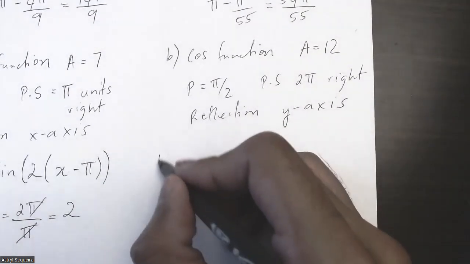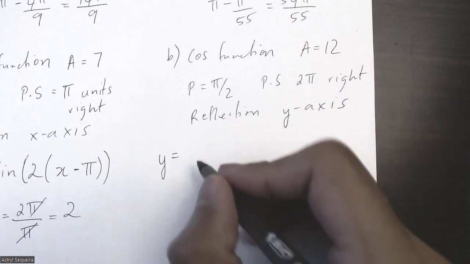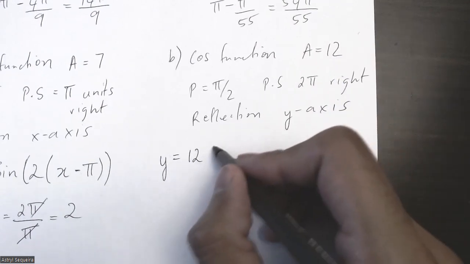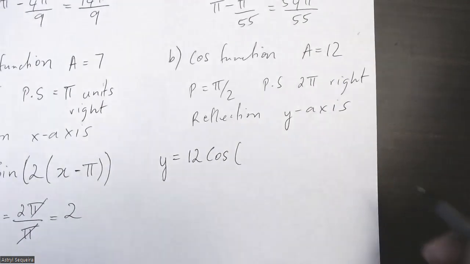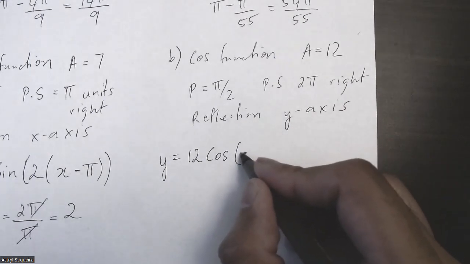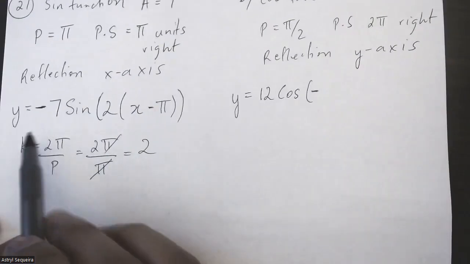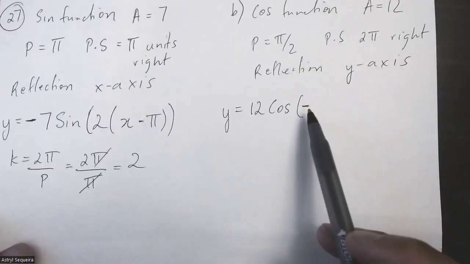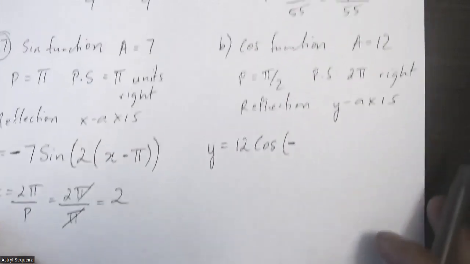I'm going to start with y equals, and I'm going to put my amplitude first, 12. The cos function, so cos. And then we have a reflection in the y-axis, so the negative goes over here. So for a reflection on the x-axis, the negative is in front. Reflection on the y-axis, the negative is inside the bracket.